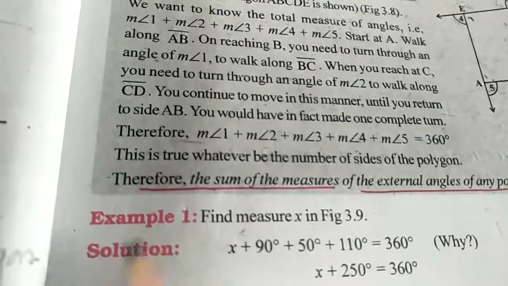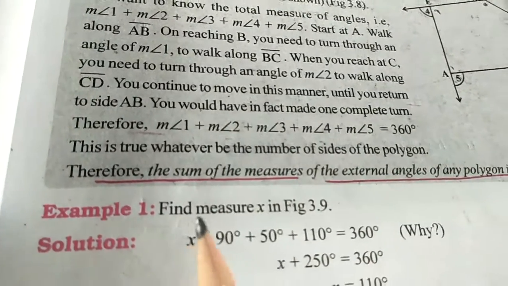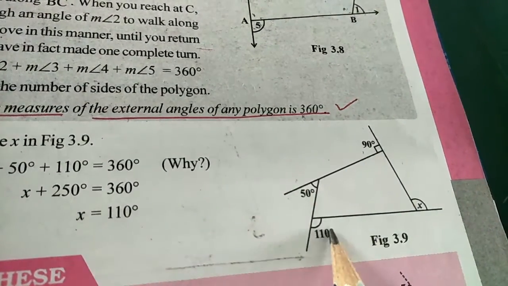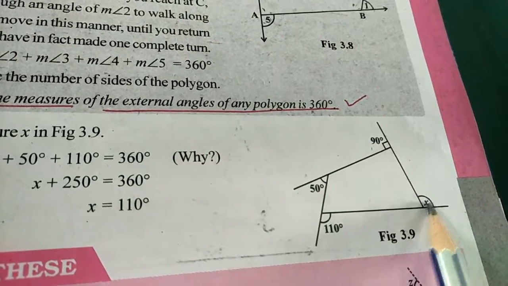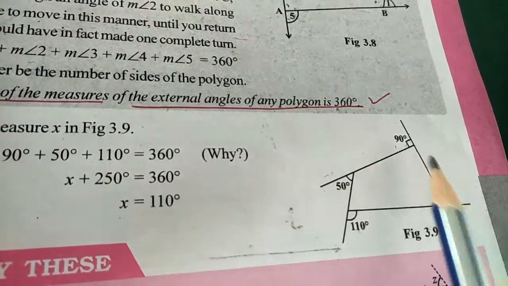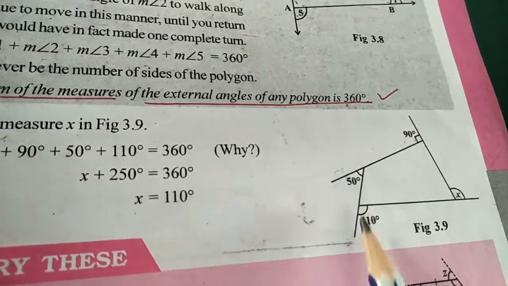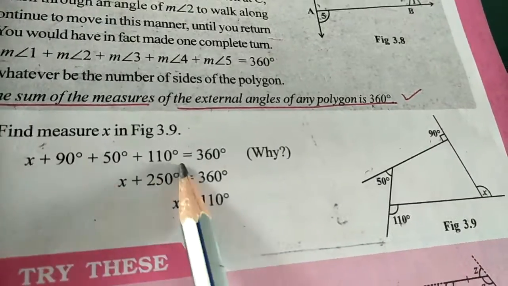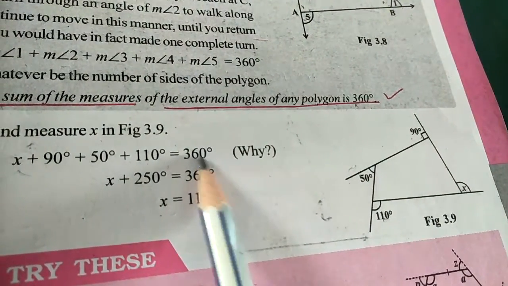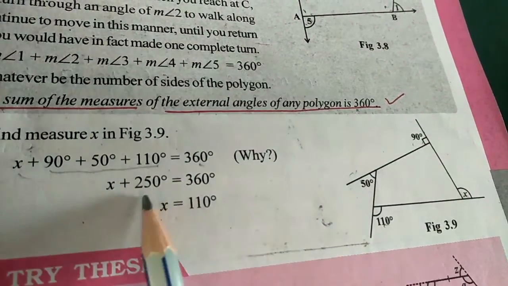So let us study example 1. To find the measure of x in figure 3.9. Now suppose this is your figure. You have got 1, 2, 3, 4 exterior angles. Out of that, 3 exterior angles are given to you, you have to find the fourth one. So 90 plus 50 plus 110 plus x gives you 360. When you add these 3 you get 250.